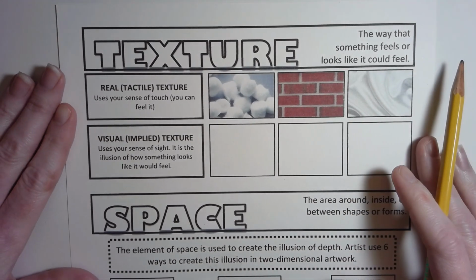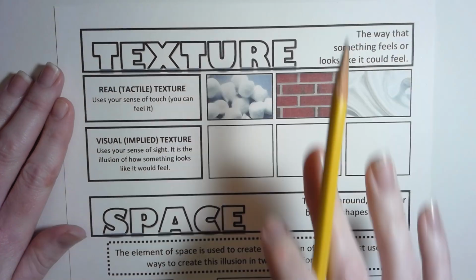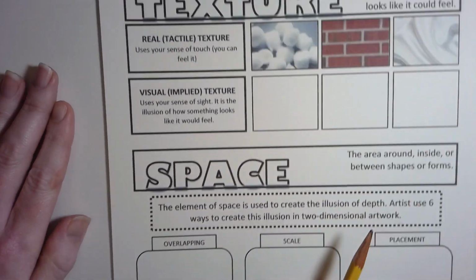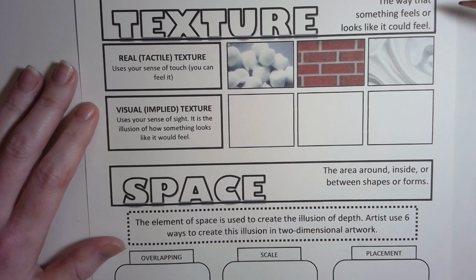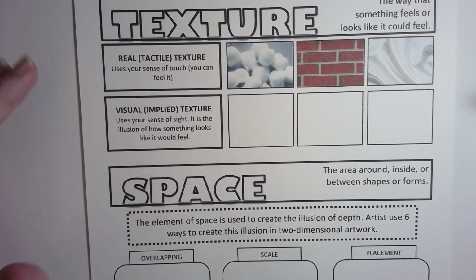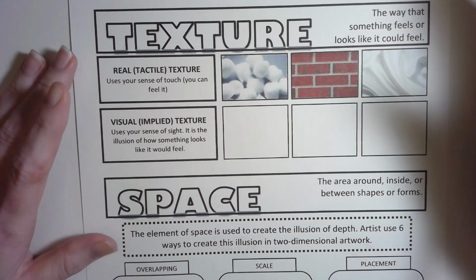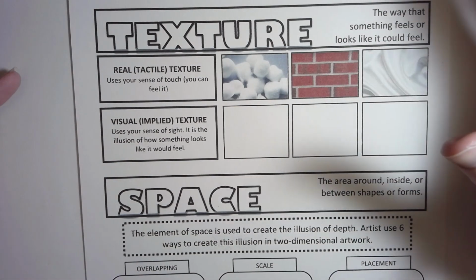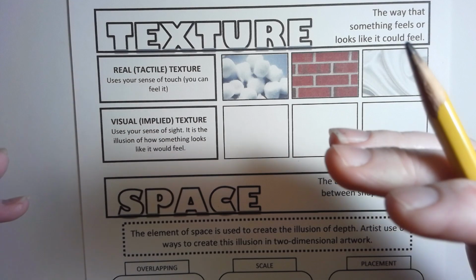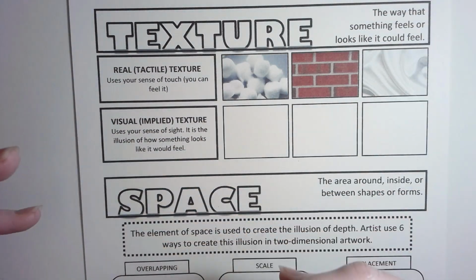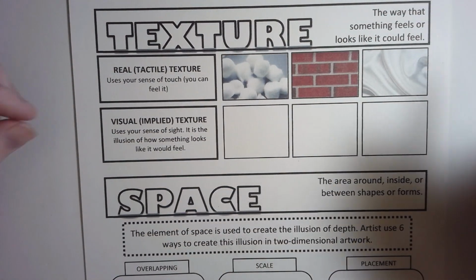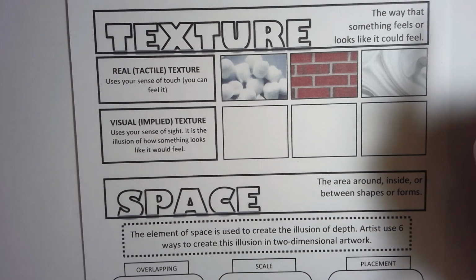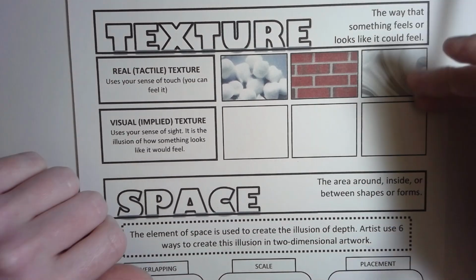So for this handout, we're going to be learning about texture and space, which are our last two elements of art. Texture is the way something feels or looks like it can feel. We use texture in art, the visual texture or the implied texture, to draw something that looks like it should feel. Real or tactile texture uses your sense of touch.